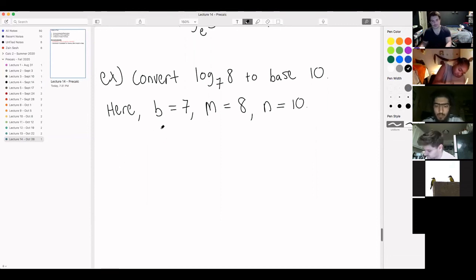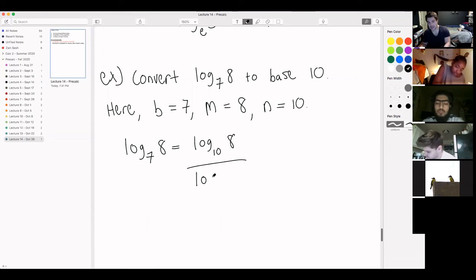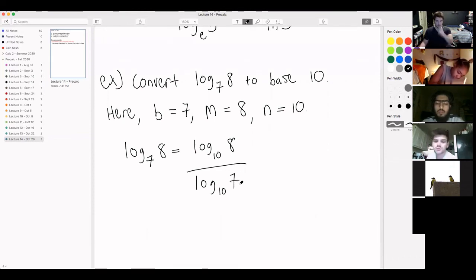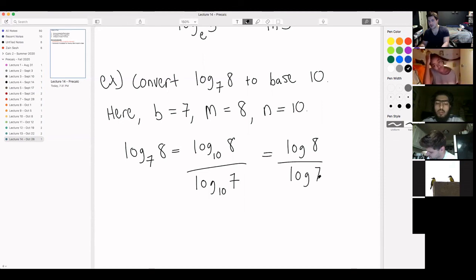All right, so we'll just go straight to the formula. Log base 7 of 8 will be log base 10 of m, which is 8, divided by log base 10 of the original base, which is 7. Remember, we do have shorthand for log base 10. So you will usually see this written as just log of 8 divided by log of 7.